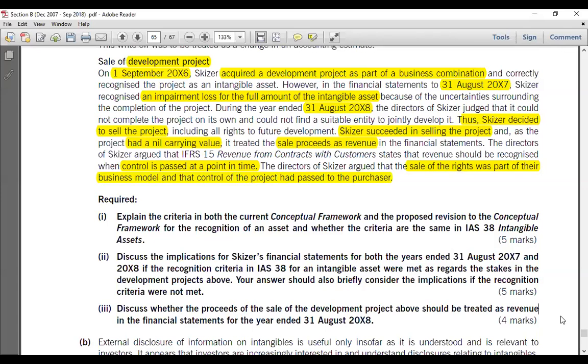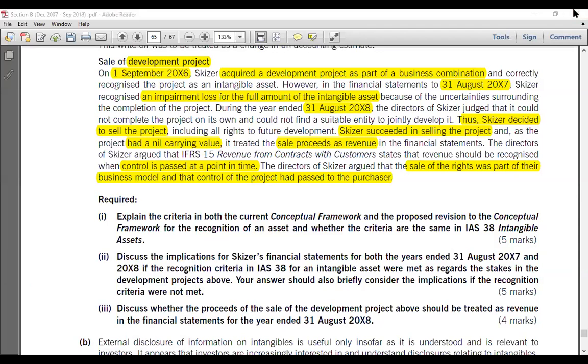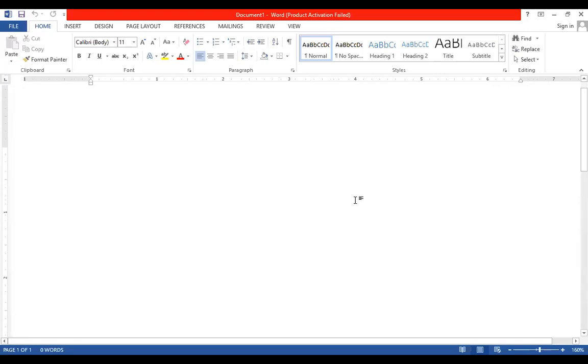And I am saying no. And what's the reason if you are saying no? Why no? Because it's an intangible asset. So yes, a lot of people are giving the right answer. So let's write it quickly.